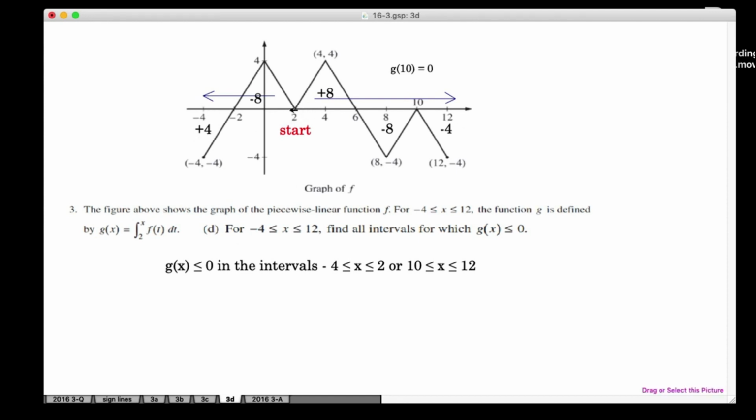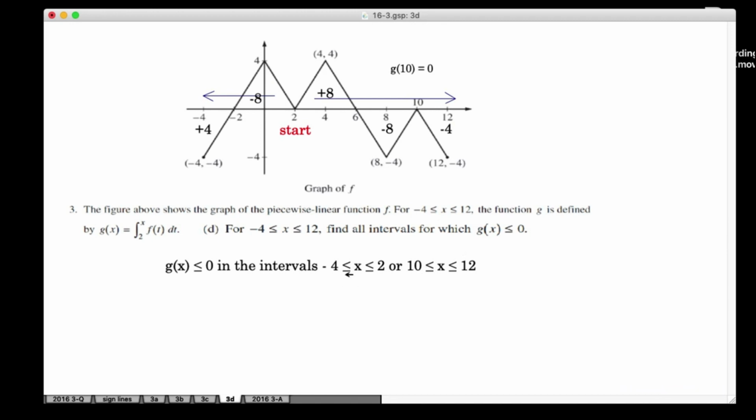Now when I start going this way, right away the net signed area is positive, because this is negative and I'm going in the positive direction, so it's positive. The curve is above, it's positive, so the net signed area is positive. Then this is going to start to deduct from that 8, but it's only going to get down to 0 here. And now when I'm going this direction, this is positive, the curve is negative, so I'm going to get negative. So it's going to be negative from 10 to 12.